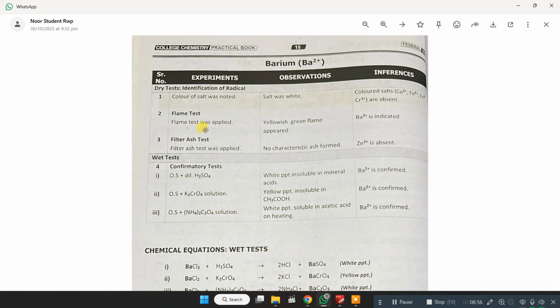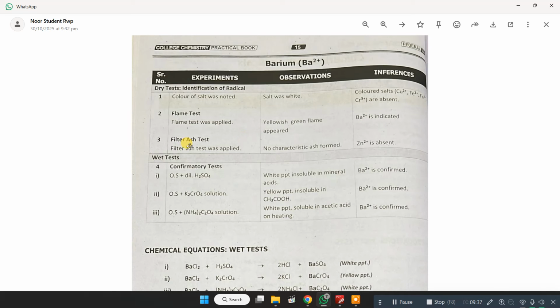Now we are going to perform the flame test. The flame test is going to make a difference compared to the calcium salts. Here the barium salts give a yellowish green flame, whereas in the previous case of calcium we got a brick red flame. Here it is yellowish green, so the flame could have some mixture of a zincish look as well. Barium 2+ is indicated because yellowish green is the property of barium 2+ ions.